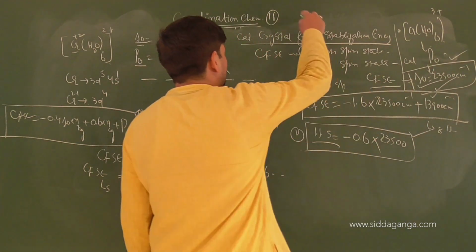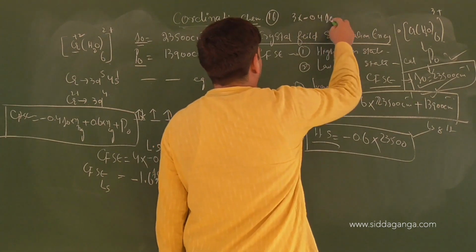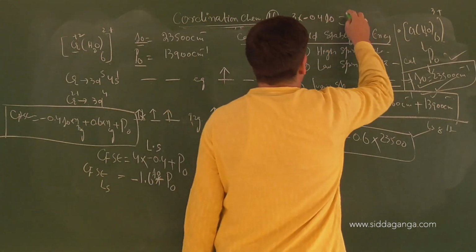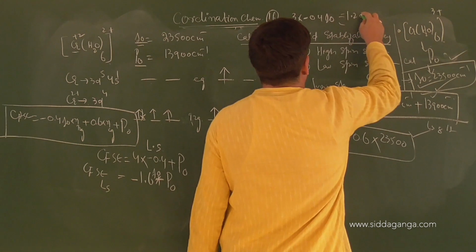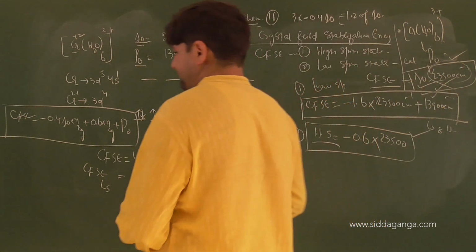So what will be that value? It will be 3 electrons, 3 into minus 0.4 of delta 0, no pairing. So that will be minus 1.2 of delta 0. So that will be 1.2 of this value. That will be the answer to your question there.